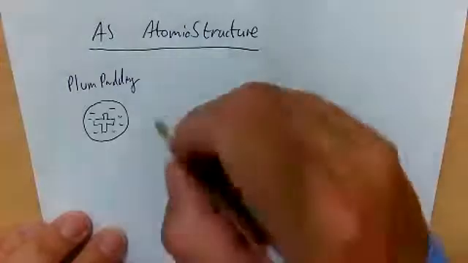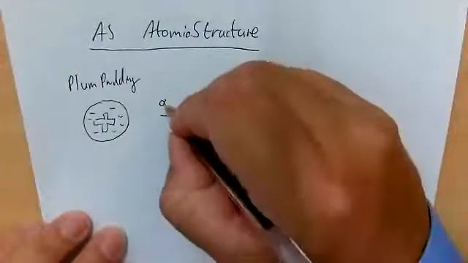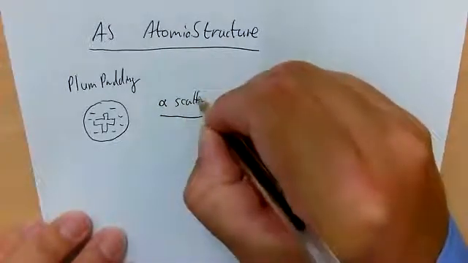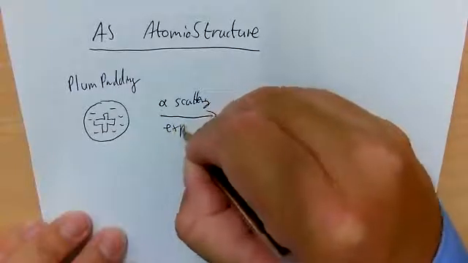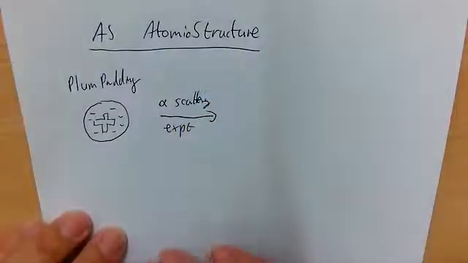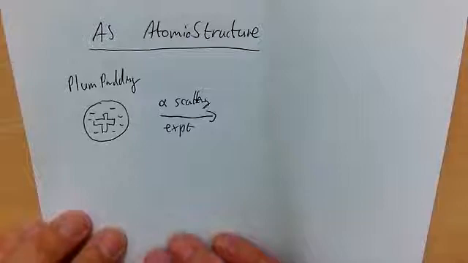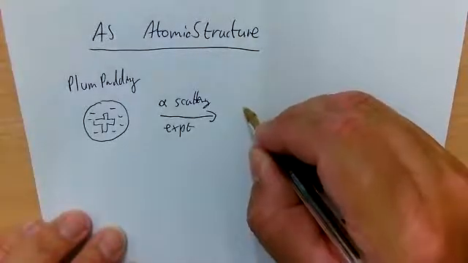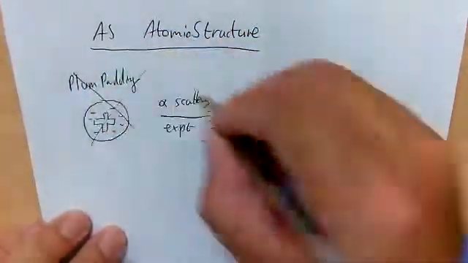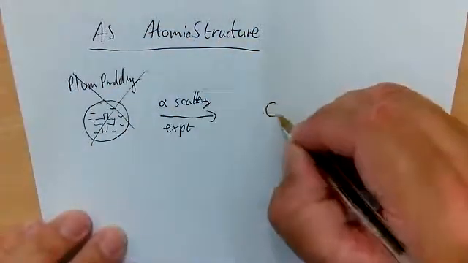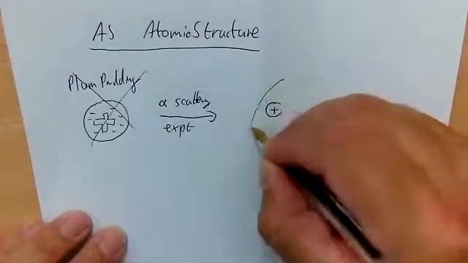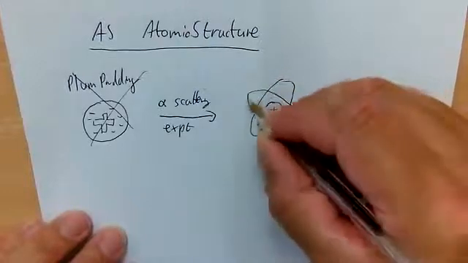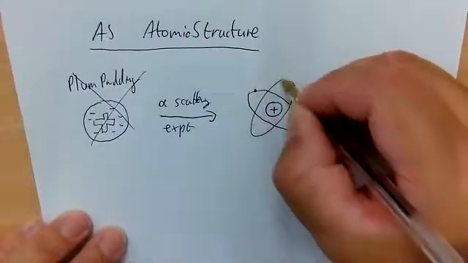And so the alpha scattering experiment, which is on a previous YouTube video, so please do have a look on my channel if you can't remember alpha scattering. The alpha scattering experiment proved that it was wrong and came up with the idea of a positively charged nucleus being orbited by negatively charged electrons.